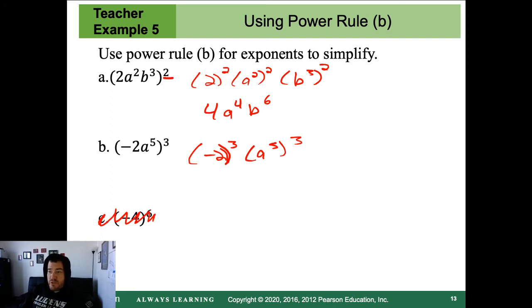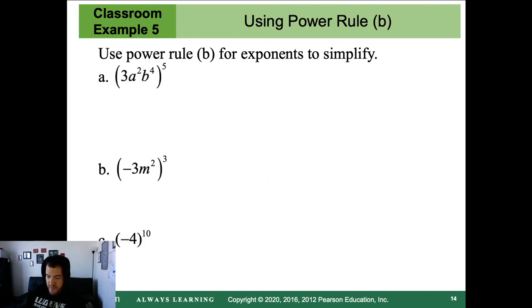-2 times -2, I believe, was a +4 times -2 is a -8, and this is a to the 15th. So again, emphasis on taking the exponent, distributing it to your coefficient or your number in this case. Okay, so do me a favor, take a second, try this one. Oh, sorry, don't do the last one. Don't do C. I don't get what they're trying to do with C.